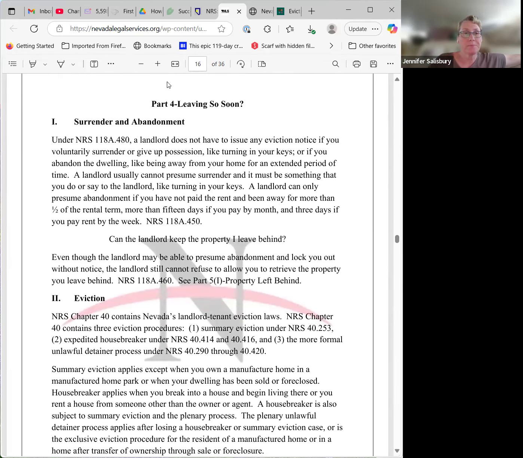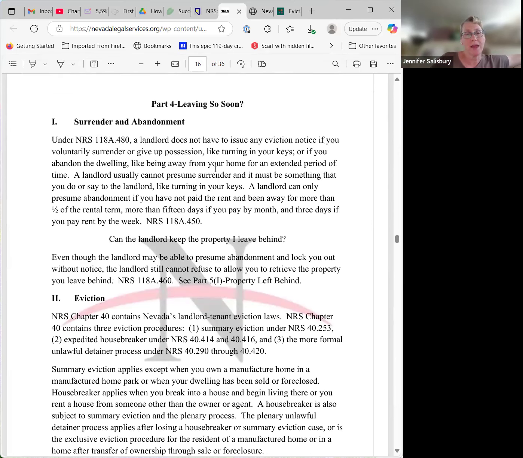Okay, so part 4 is leaving so soon. The tenant is departing. So, surrender and abandonment. This talks about how you can turn in your keys, and then what a landlord does when you presume that the place has been abandoned, whether the tenant has been incarcerated, hurt, killed, or just decided they're moving to Europe and leaving the place.